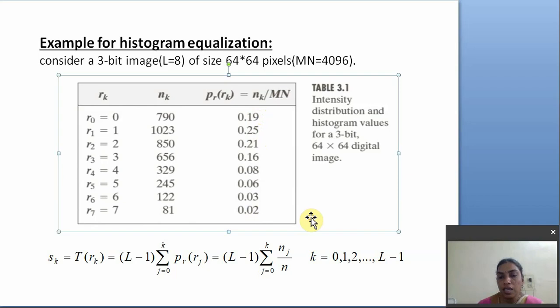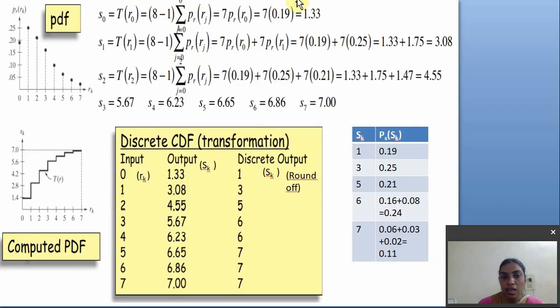Okay, in that way you should take the calculation, expand the equation and write it like that, then do the multiplication and get the answers. So S0 is 7 into 0.19, which gives 1.33. S1 is 7 into 0.19 plus 0.25, which gives 3.08. S2 is 7 into the whole of 0.19 plus 0.25 plus 0.21, which gives 4.55. Similarly do the calculation and find S3, S4, S5, S6, S7.